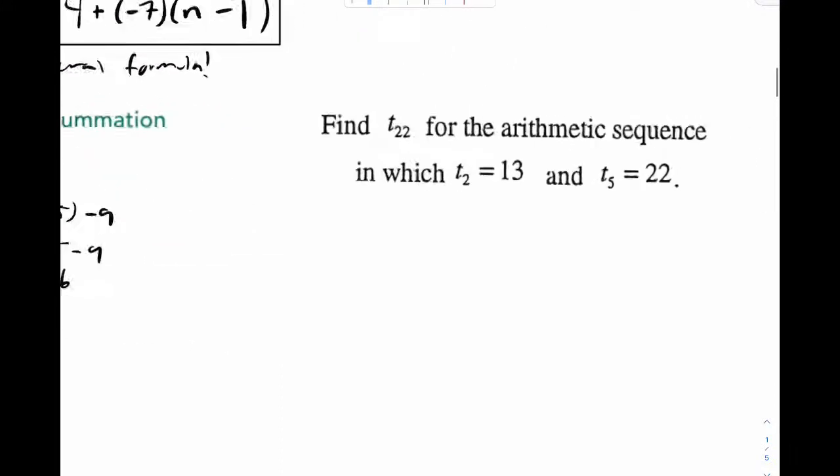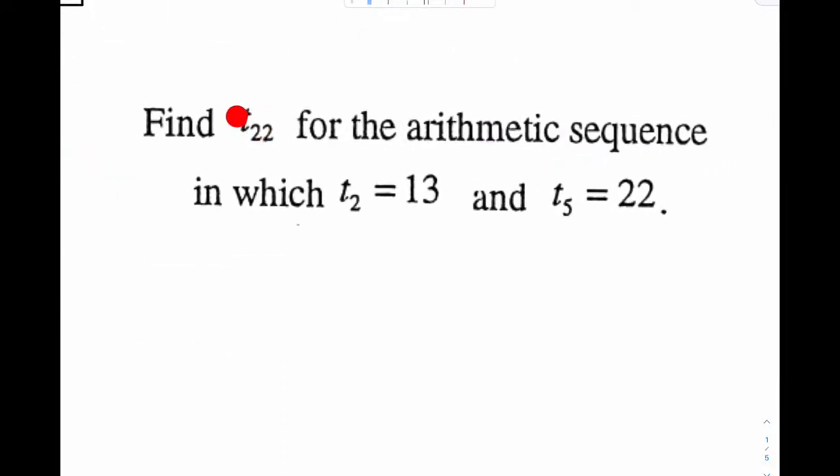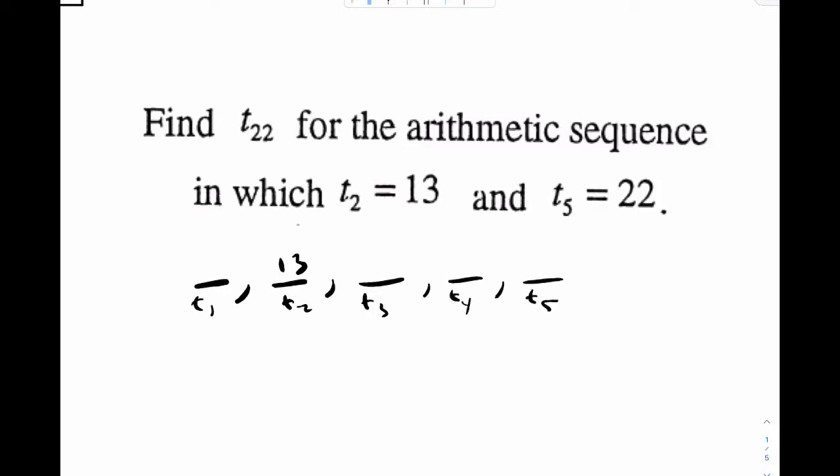Now I'll go to the final question. Find the 22nd term, or t sub 22, in which the second term is 13, the fifth term is 22. Okay, so I'll put a blank. That's our first term. Here's our second term, it's 13. Our third term, our fourth term. Here's our fifth term. So I'm just going to write it out for us. So here's the situation. We know this one, we know this one. We have to figure out what t of 22 is. So that's the goal right here.